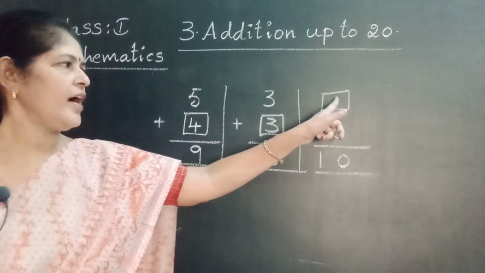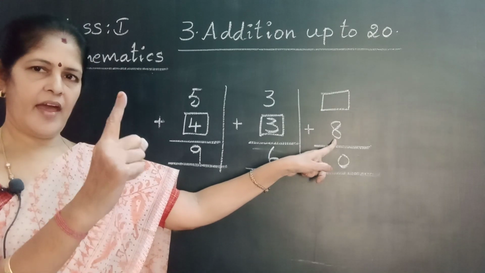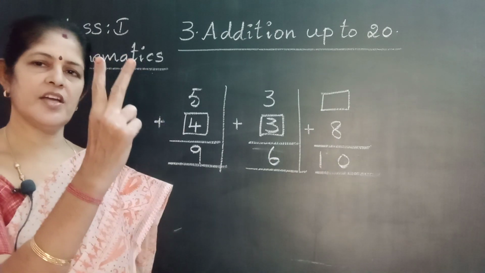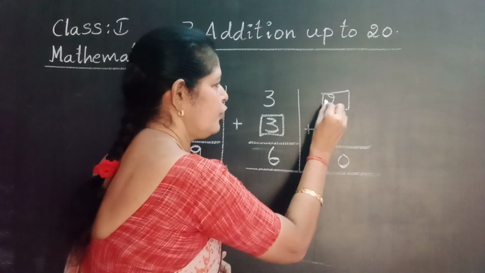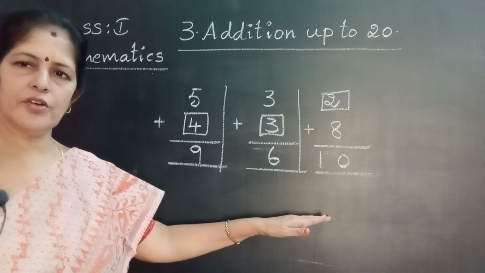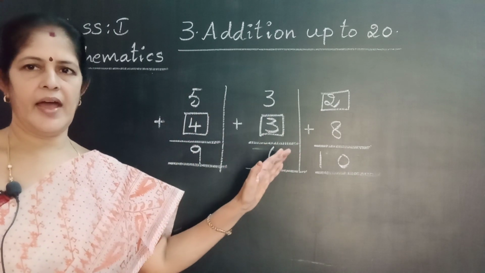Then how to find out the first number? Same process. 8 after 9, 10. How much should be added to 8? 2. That means 2 plus 8 equal to 10. This is finding the missing number.